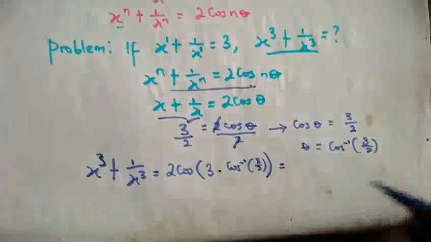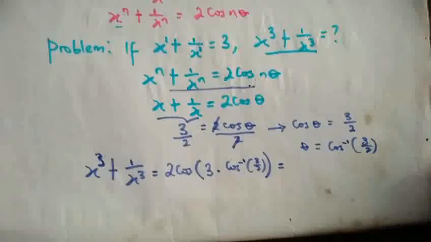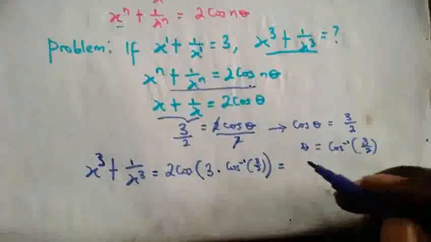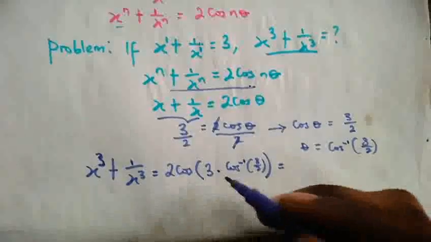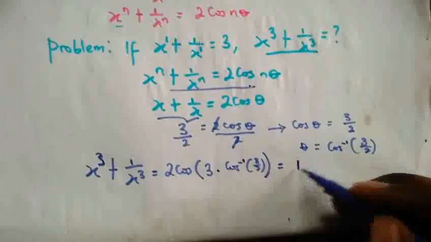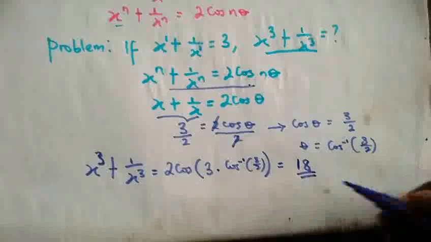One of the major things we need to know is that when calculating using De Moivre's theorem, we always look for a calculating device. When I input 2 cos (3 cosine inverse of 3 over 2) in my calculator, it gives me 18, and this is the right answer to the problem.